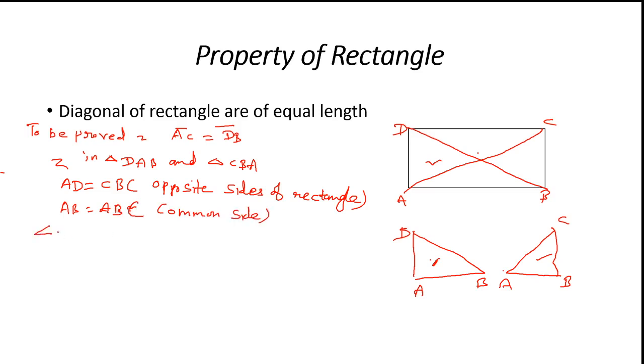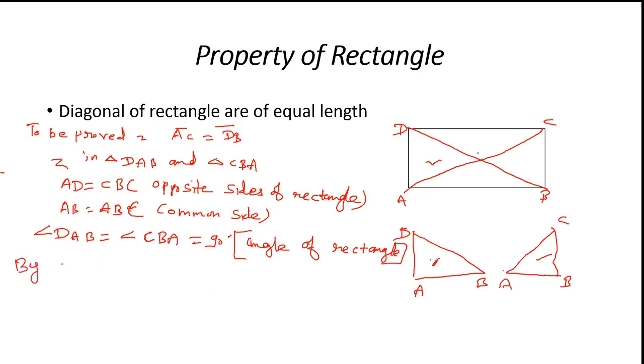Also angle DAB is equal to angle CBA, is equal to 90 degrees, angles of a rectangle. So by SAS, triangle DAB is congruent to triangle CBA.